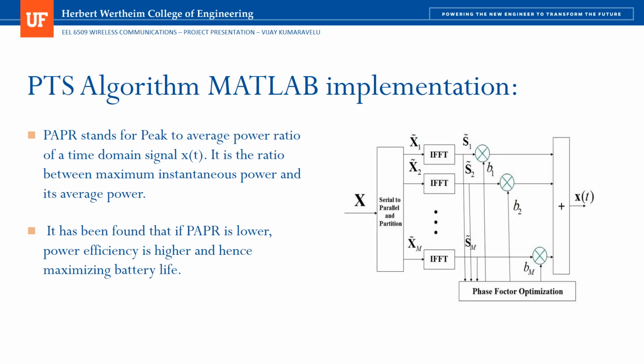To remind you of what PAPR is, PAPR is the peak to average power ratio of any signal x of t. It's the ratio between the maximum instantaneous power and its average power. If PAPR is lower, that means power efficiency is higher, and hence battery life will be maximized. Therefore, it is very important to make sure that PAPR is low. To the right of your screen, you can see the block diagram that shows the implementation of the PTS algorithm.